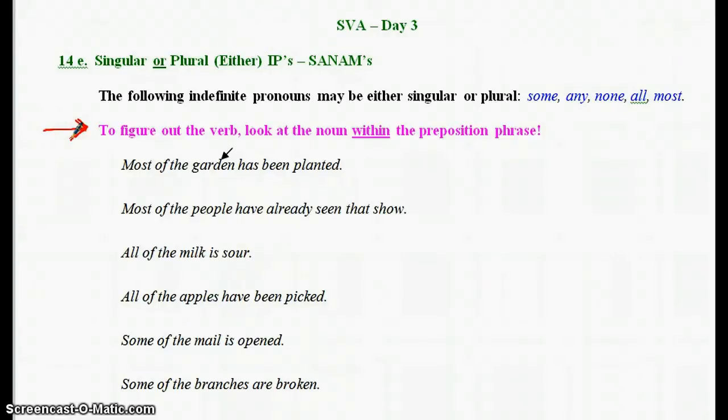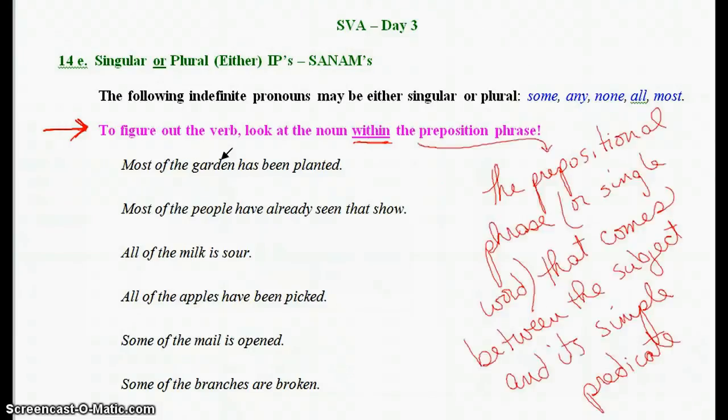And here we see it says to figure out the verb, look at the noun within the prepositional phrase. And this is what I mean by that. We're used to crossing off the prepositional phrase that might come between the subject and its simple predicate. And when I talk about looking at the noun within the prepositional phrase, I'm talking about the prepositional phrase, or sometimes it's a single word, that comes between the subject and its simple predicate. That prepositional phrase that we often cross off. And let's look at the first example to bring this into clarity.